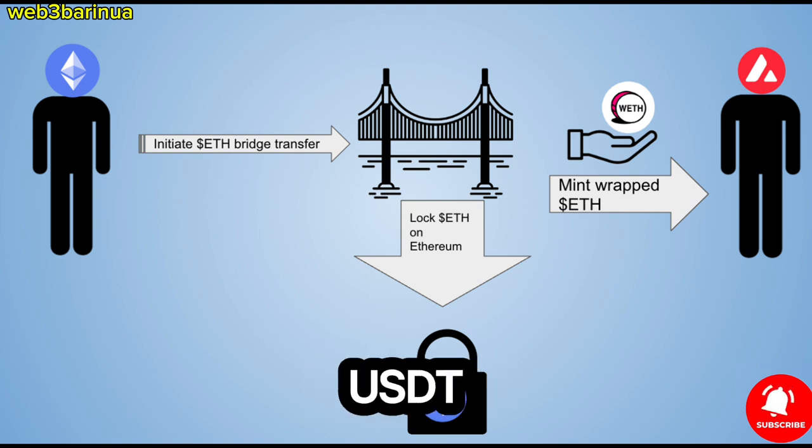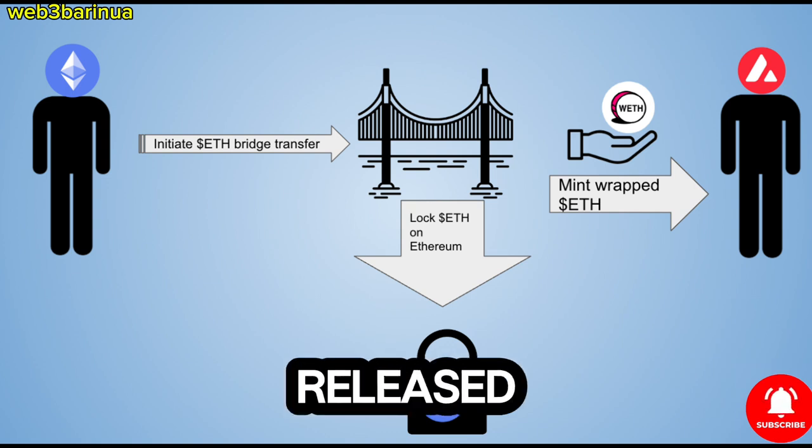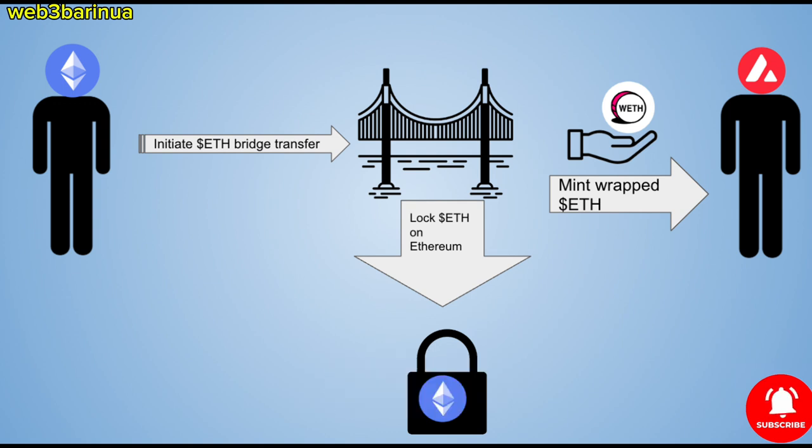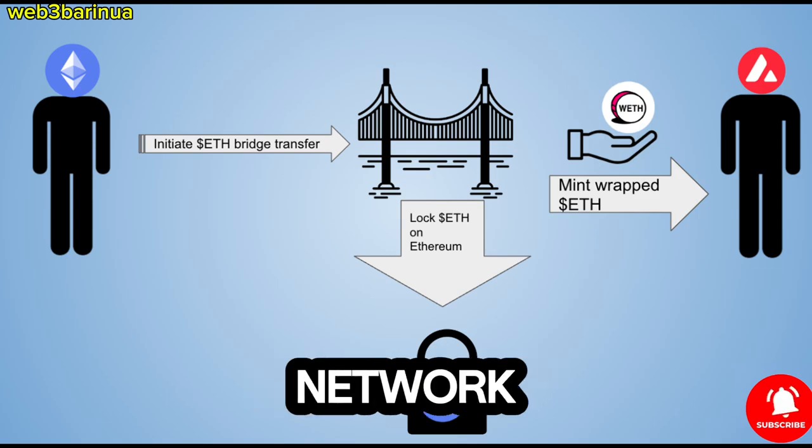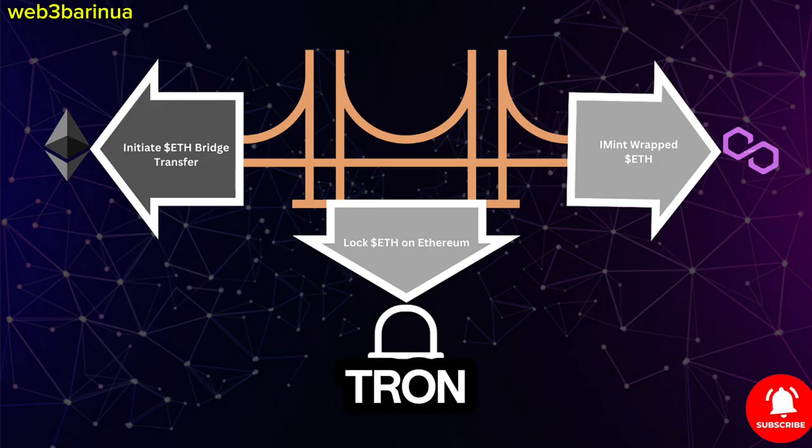Then USDT is created or released on another chain. Now the magic here is that the bridge mints or releases USDT on the destination network, like Ethereum or Tron. That USDT is sent to your wallet. That is why it suddenly appears after some time.